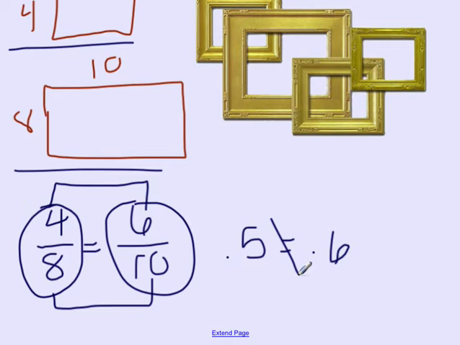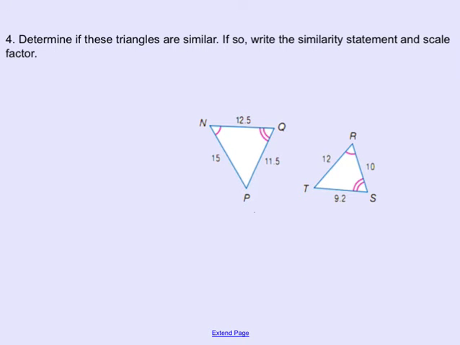So when you blow up a picture to be 8 by 10, bigger to put on your wall or something like that, it's actually not proportional when you do that. So your picture's out of proportion. Next, let's take a look at number 4. It says determine if these triangles are similar. If so, write the similarity statement.